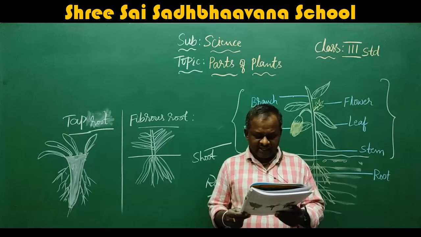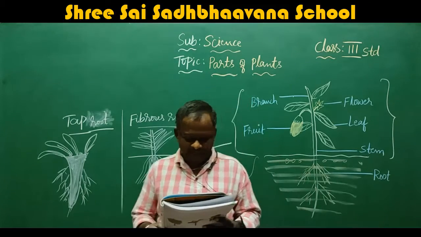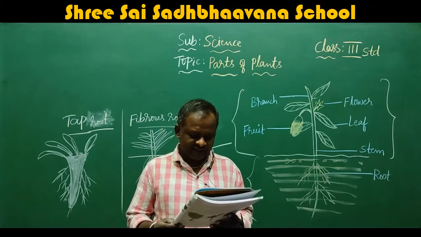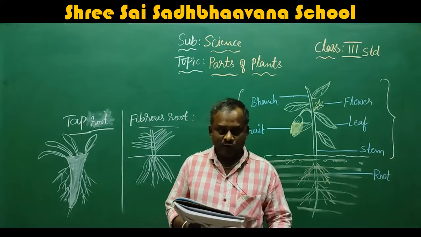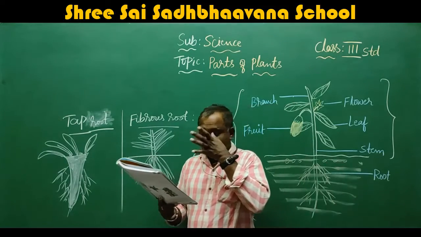Next, fibrous root. In a fibrous root plant, a number of roots grow from the end of the stem. Plants like rice, wheat, grass, onion and sugarcane have fibrous roots. Fibrous roots. That means taproot system.